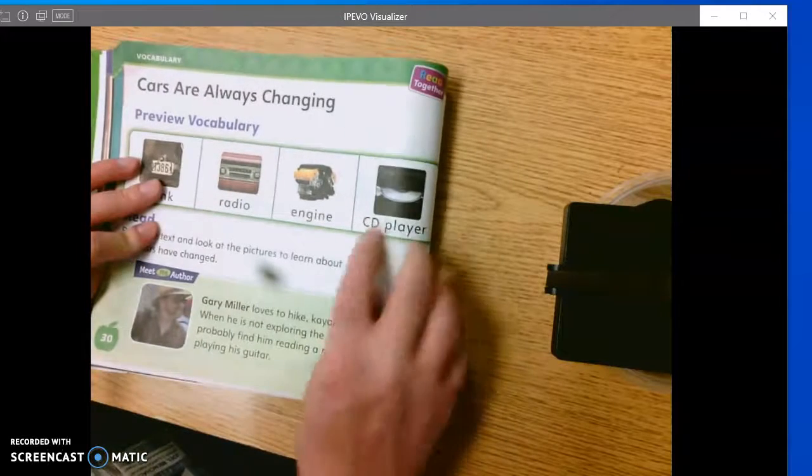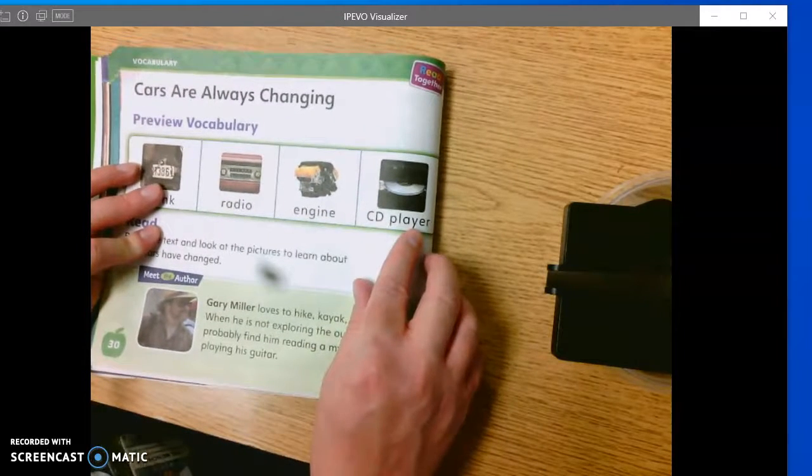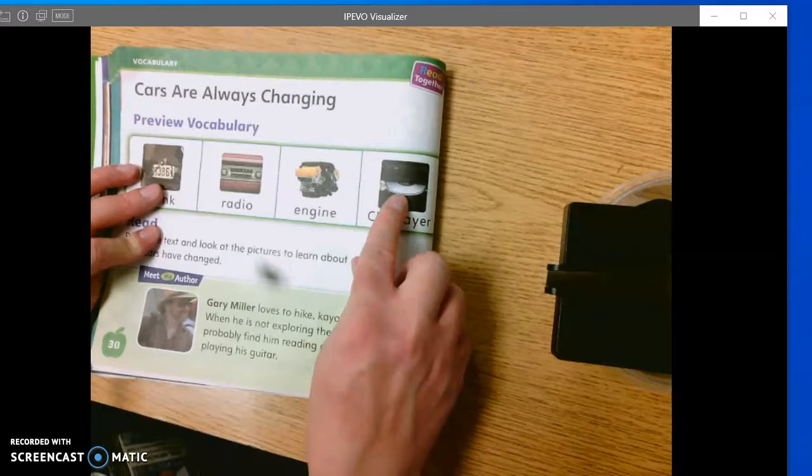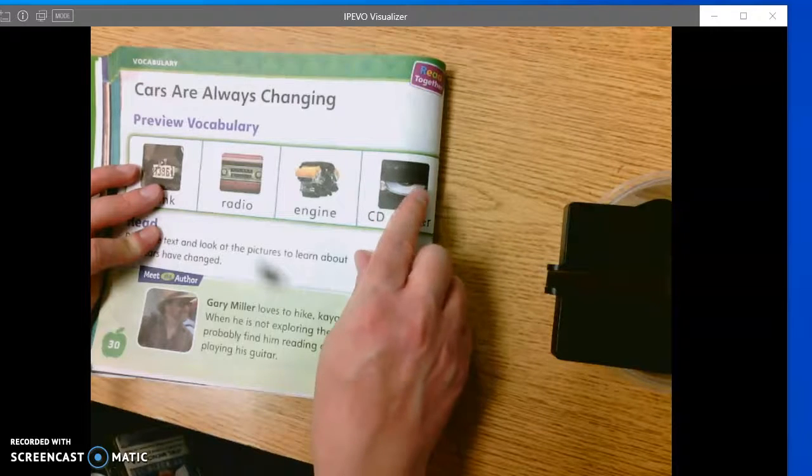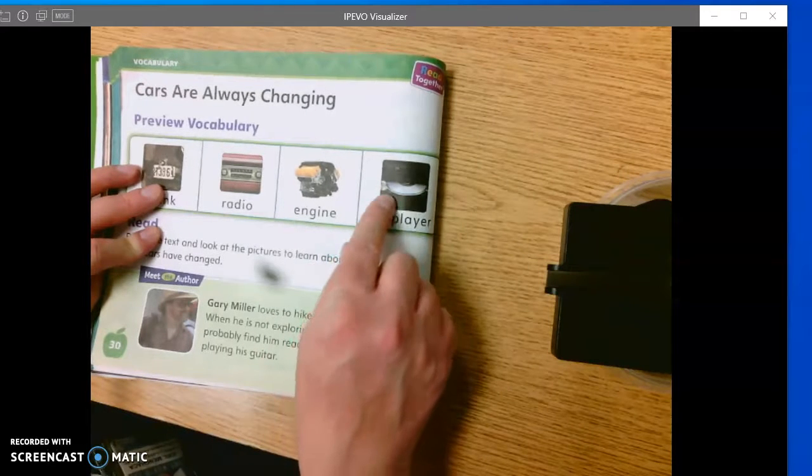Last one. CD player. Okay, CD player. That, in the picture, we see actually a CD. Now, we don't see a lot of CDs anymore, but just a few years ago, CDs were everywhere.